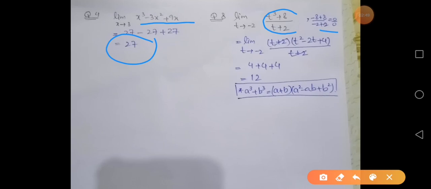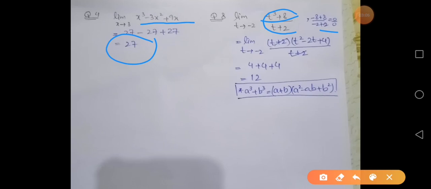We will get 0 by 0, which is an indeterminate form. It means this one cannot be the answer. So what we have to do, we have to simplify the expression first, and then we will apply the limit on it. In order to simplify it, we can just factorize the numerator, which is t cube plus 8.